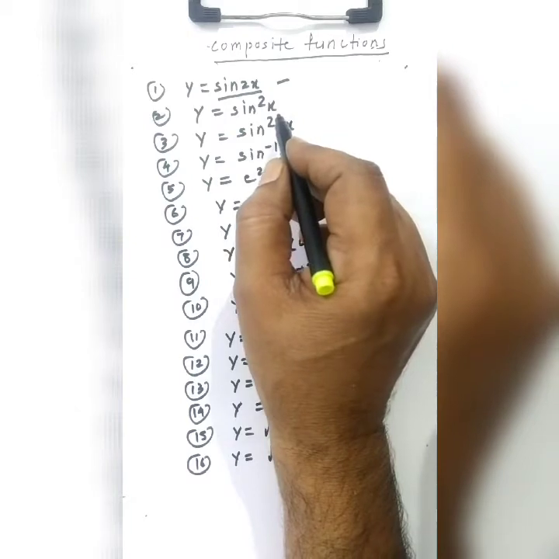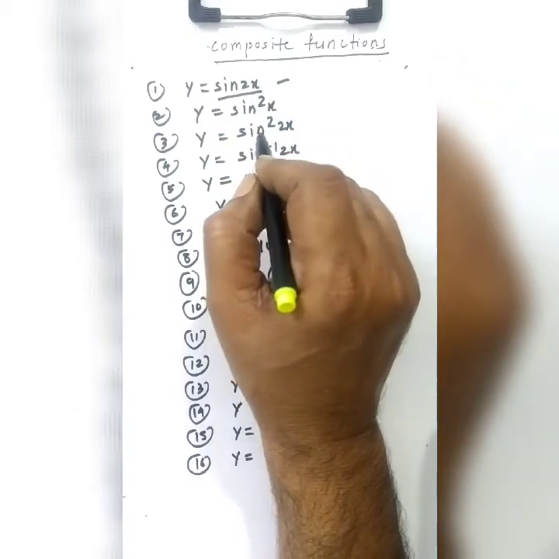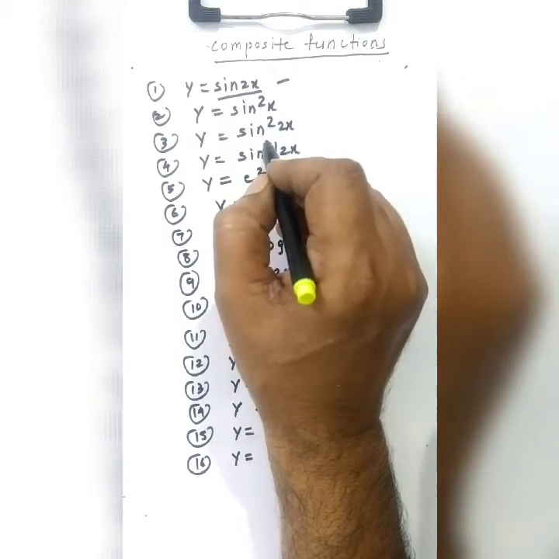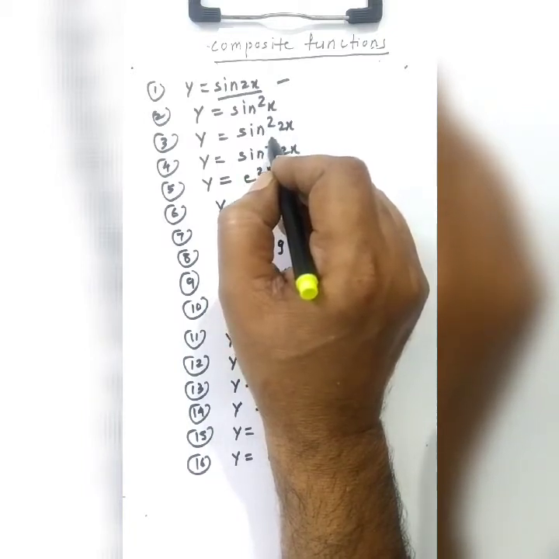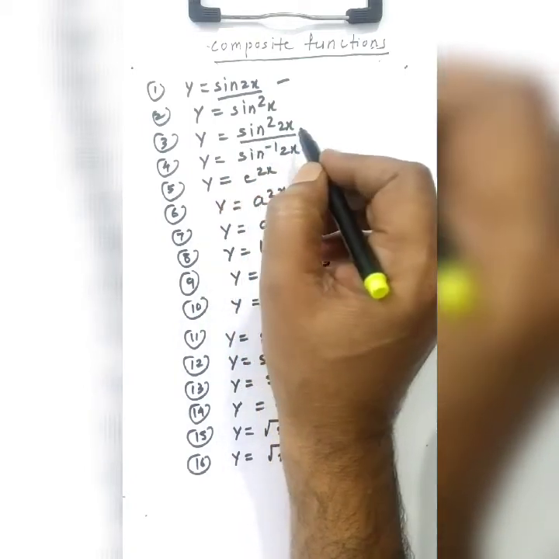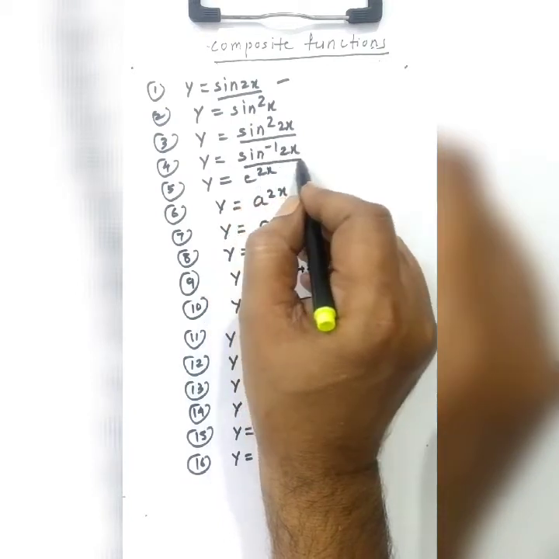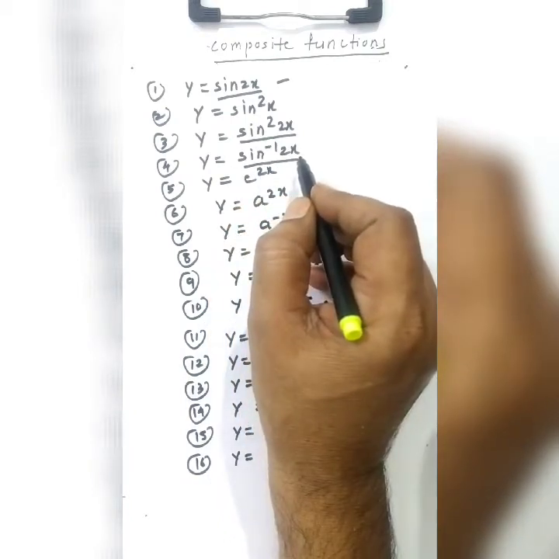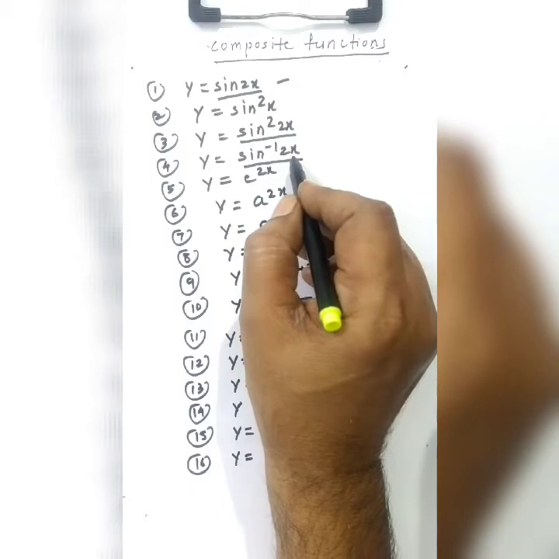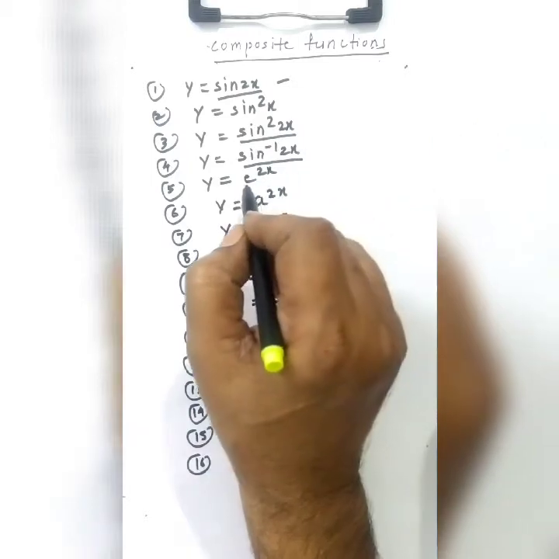Now if I go to the second one, y equals sine square x. We know the derivative of sine x, but we don't know the derivative of sine square x. Similarly, third one, sine square 2x. We know only the derivative of sine x, but we don't know the derivative of sine square 2x. Next one, sine inverse of 2x. We know the derivative of sine inverse of x, but we don't know the derivative of sine inverse of 2x. This is not in standard form.